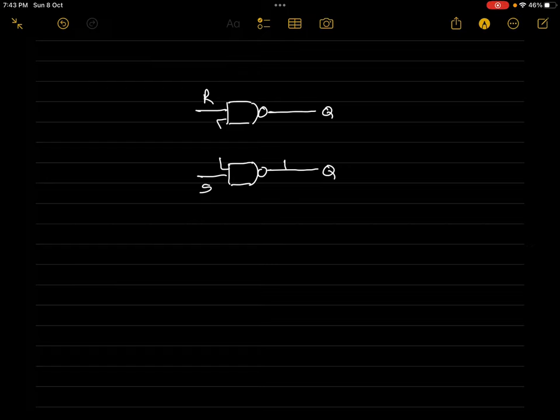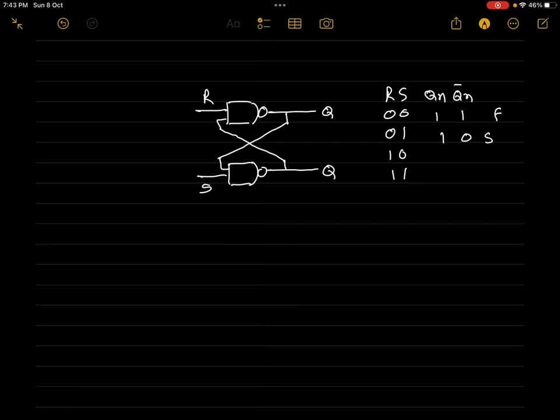Then in the SR latch, the output of the first NAND gate is connected as input of the second, and the output of the second is connected as input of the first. Then for RS equal to 00, 01, 10, 11, QN and QN bar, which are the final values of outputs, are 1 1, which is the forbidden condition, 1 0, which is the set condition, 0 1, which is the reset condition, and 1 1, which is the Q, Q bar no change condition. Explanation of this part we have already learned in the previous video of SR latch, so the link of that I will provide in the pinned comment or in the description.